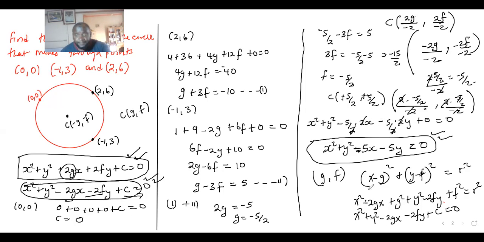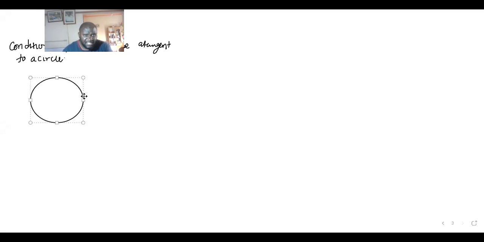Let's have a question here. Condition for a line to be a tangent to a circle. Now, if you have a circle, when is a line a tangent to that circle? That is what we are looking at.